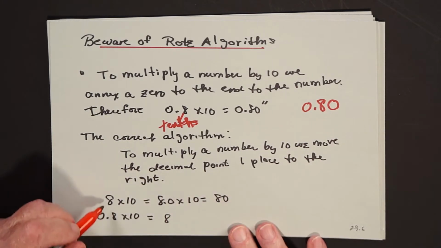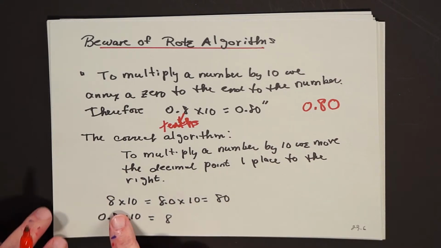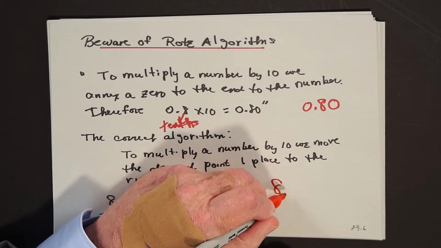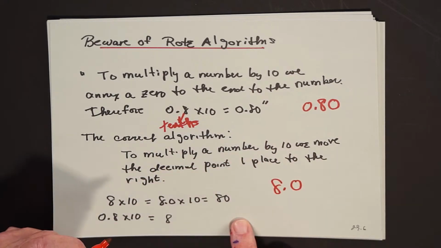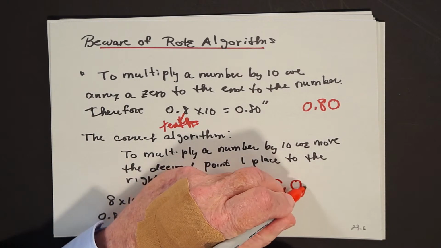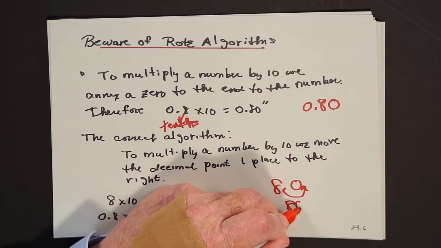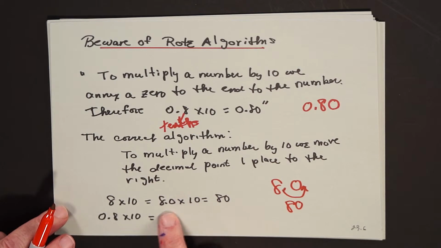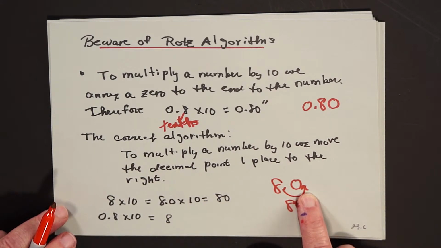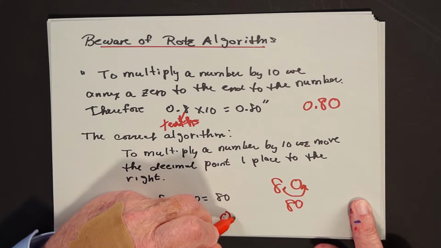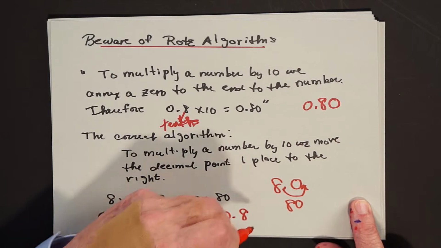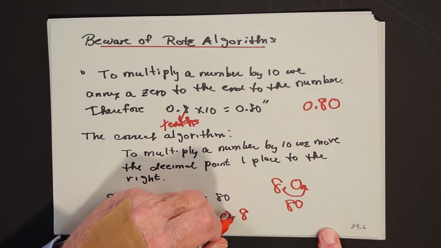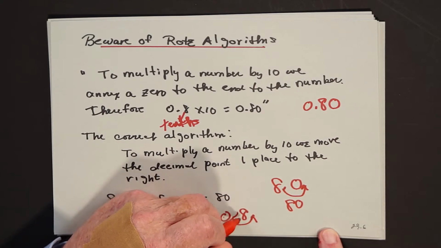So in other words, what you were really doing in terms of decimals, remember as a decimal, 8 is the same as 8.0. And if you now move the decimal point one place to the right, what do you get? 80. See? So 8 times 10 is 80 because we moved the decimal point one place to the right. If you have 0.8 and you move the decimal point one place to the right, you get 8.